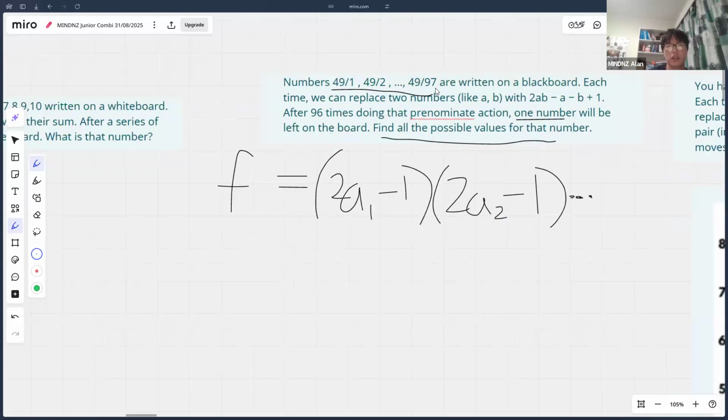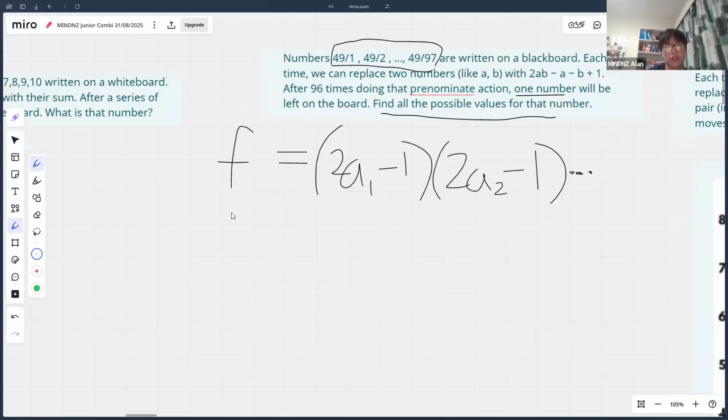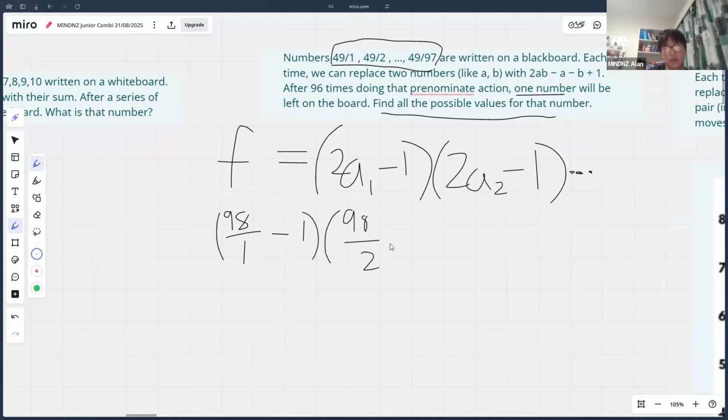And for the original condition, we have 98 over 1 minus 1, times 98 over 2 minus 1, times all the way to 98 over 97 minus 1.